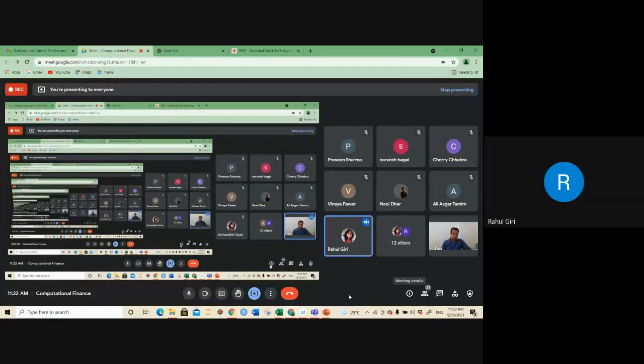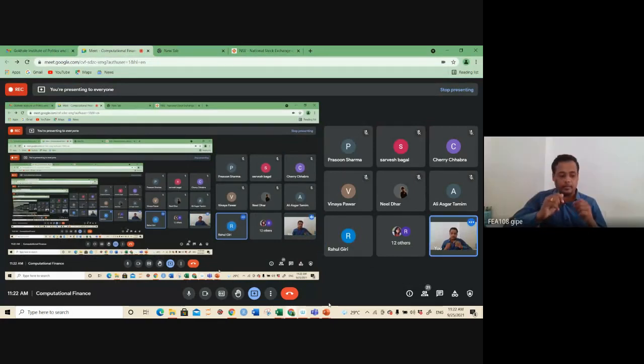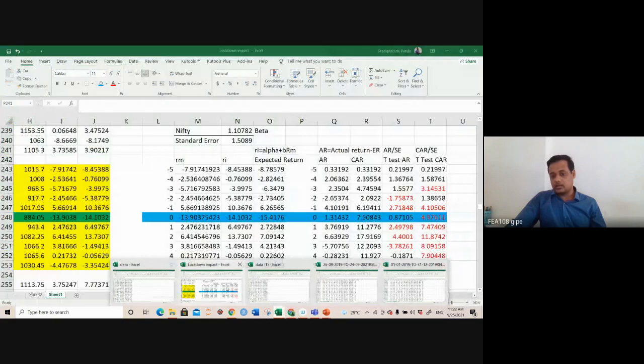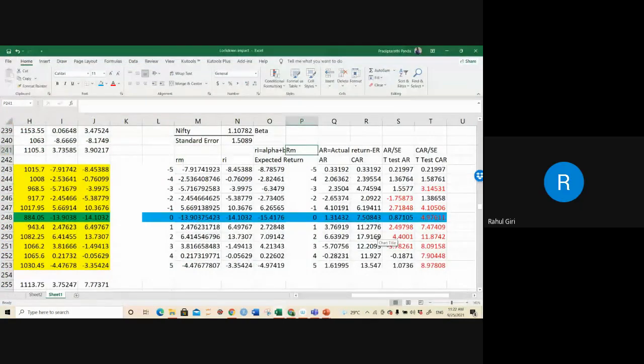Could you repeat your question? I want to measure the impact of this event on all the Nifty 50 companies. So we can take the sector indices. Sectoral indices, you are saying, okay? Yes, that is sectoral indices also.